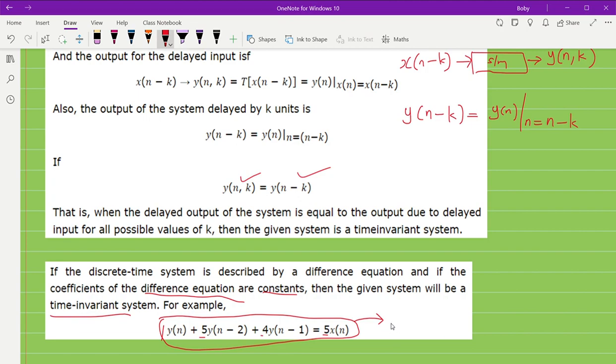Otherwise, if instead of 5 it is given as 5n, then the coefficient is not constant but a function of n, and we have to conclude that the system is time variant. So this is what is meant by time invariant and time variant systems. Let us see the tutorial problems in the next video.